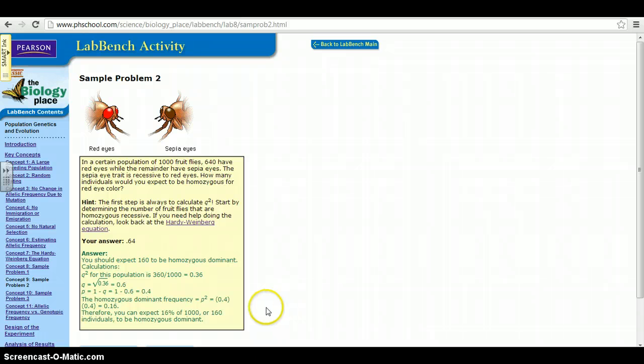There's a couple of other example problems on here that you can try, and we're going to spend some time in class working on Hardy-Weinberg problems as well.